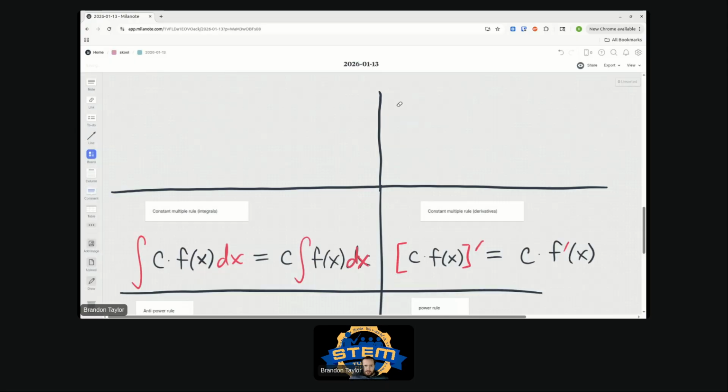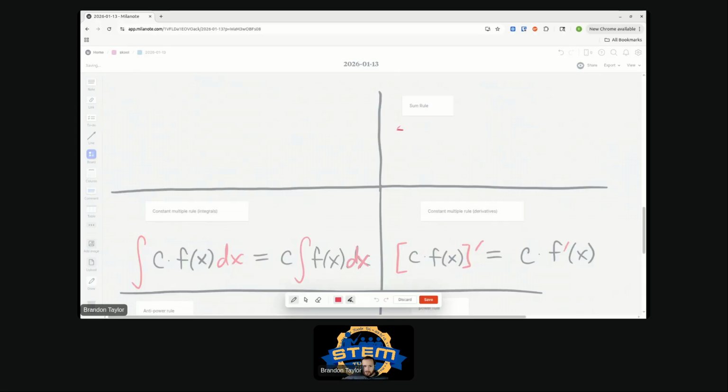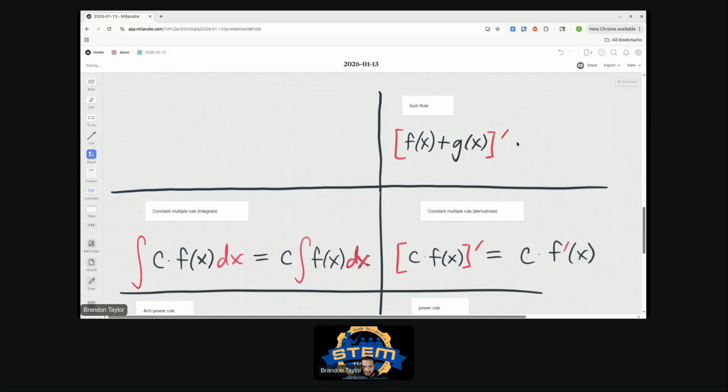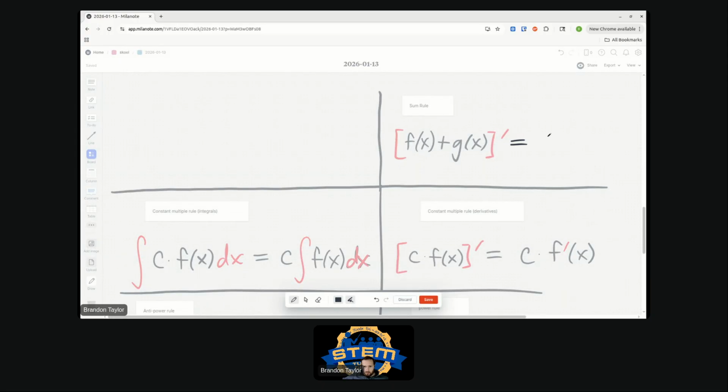It's basically the sum rule, right? What the sum rule says, remember, is that if you have two different functions, f of x and g of x, you can combine them by adding, right? And basically the rule is, how do you actually do that? An example of this might be x squared plus sine of x. How would you actually take the derivative of this?